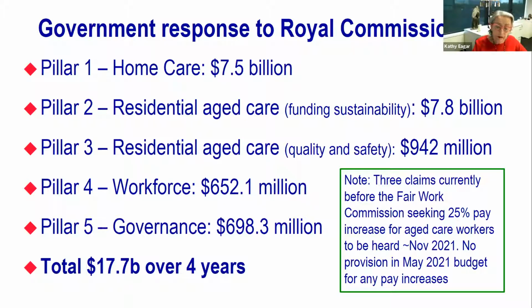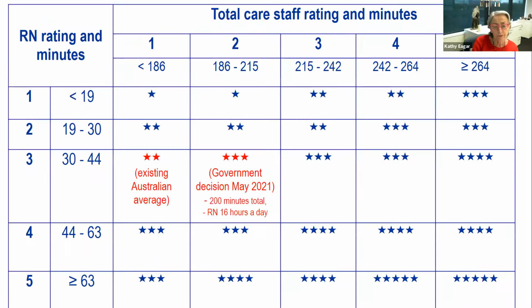The Commonwealth made no provision for funding increases for staffing in the budget. They also chose not to be a party to the case. And if those claims were to go through, you're talking about something like 4 billion per annum, whereas they just announced 17.7 billion over 4 years. So that's only 4 billion. Those claims alone would double that bill.